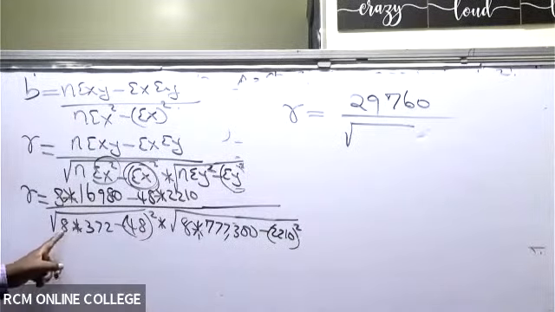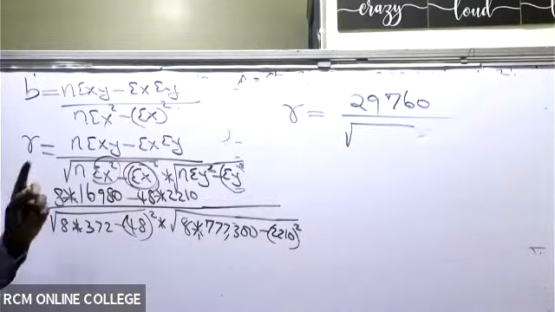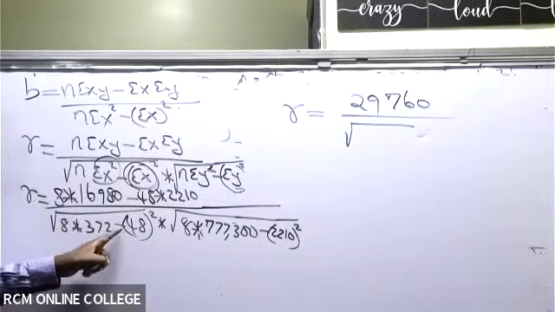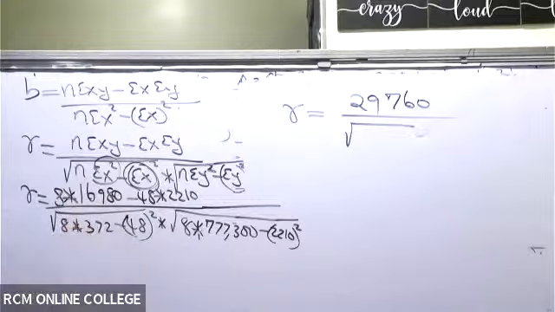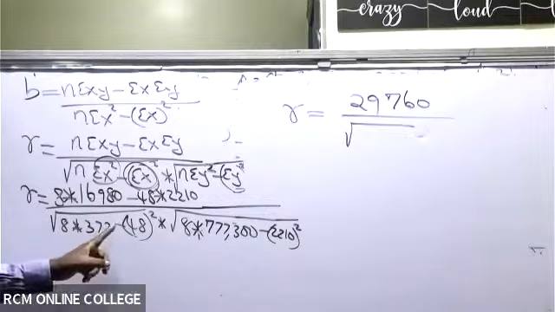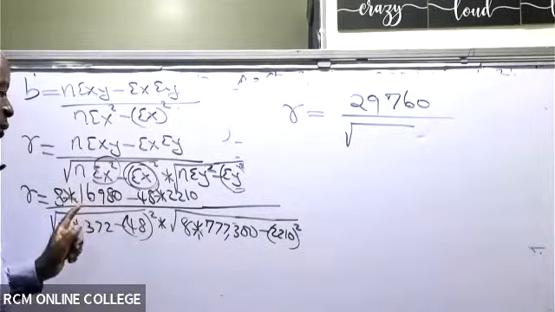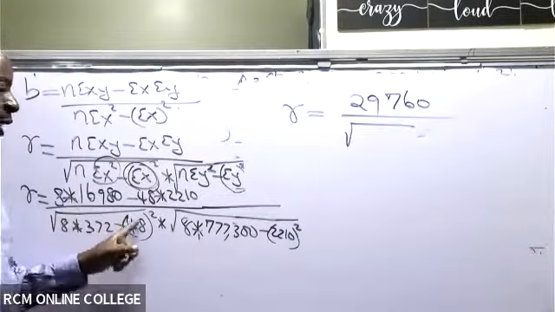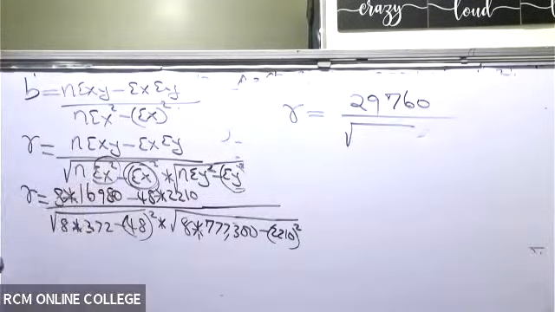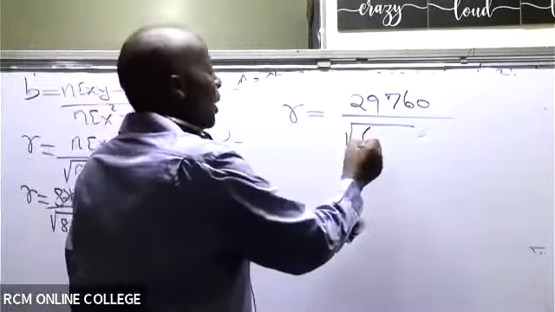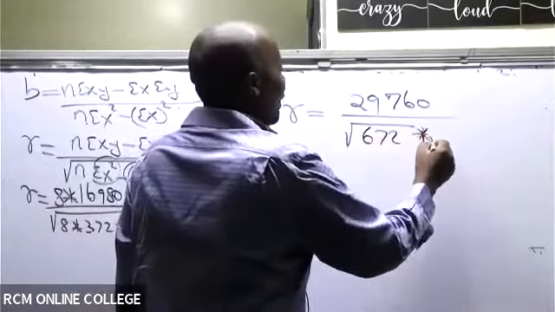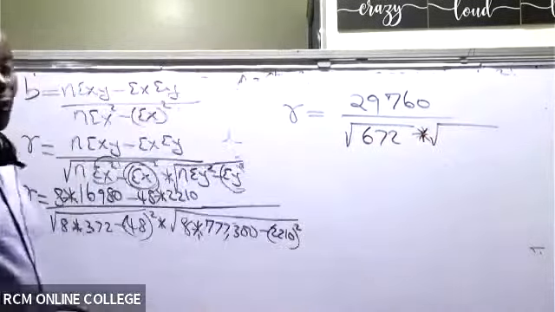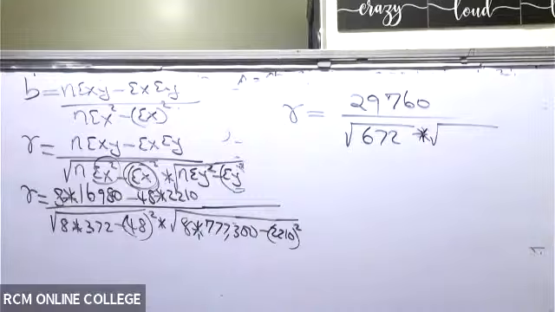Anybody who can give me what we have under the square root? 8 times 372 minus 48 squared. Just that. Please give me that figure. Don't take the square root. I just want you to say 8 times 372 minus 48 squared. So according to Rispa, she's getting 672. Is there somebody else who is able to confirm that 672? Kevo has confirmed. Thank you, Kevo.